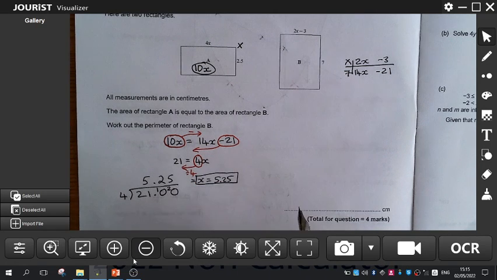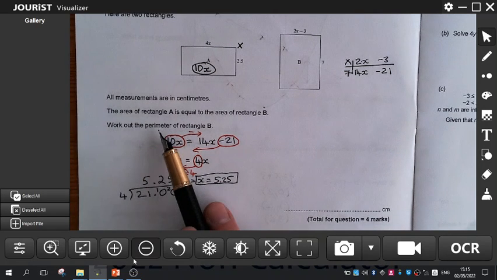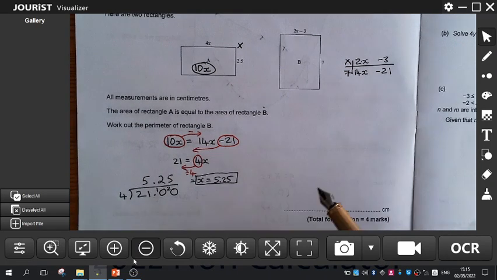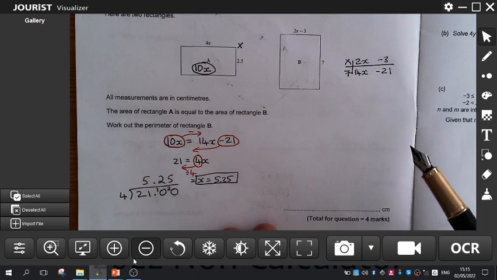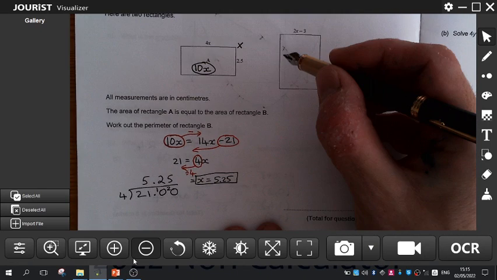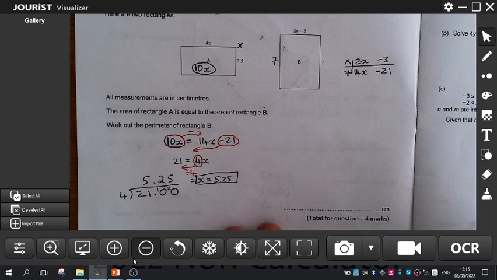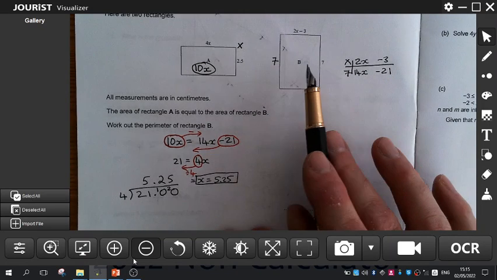However, the question says work out the perimeter of rectangle B. Perimeter all the way around the outside. We have a 7. Don't forget the 7 the other side as well. I quite often see people forgetting to add both 7's in.